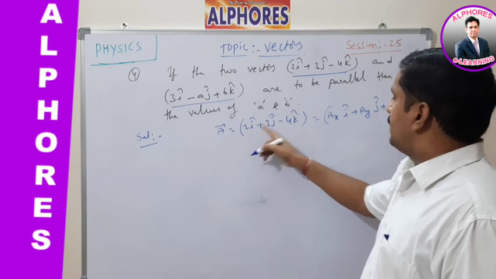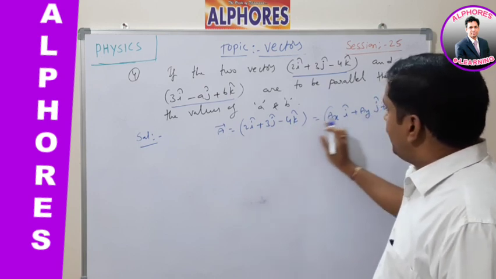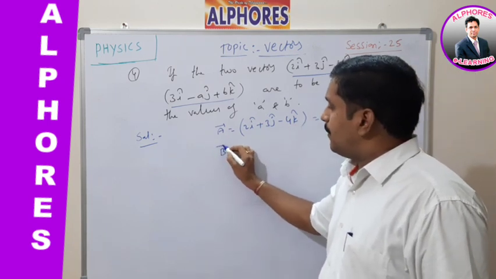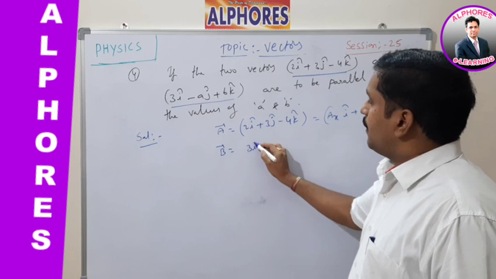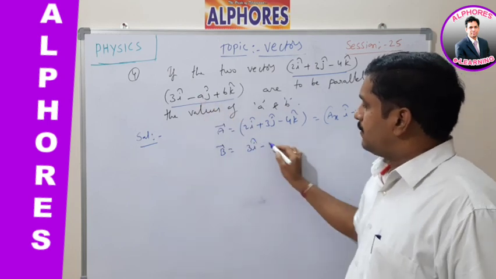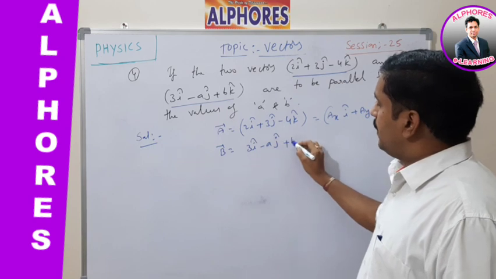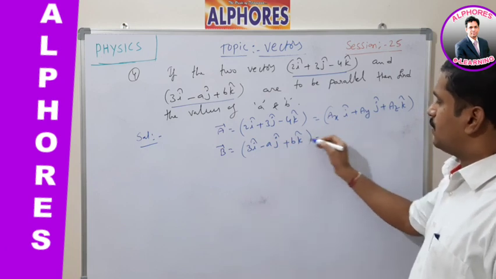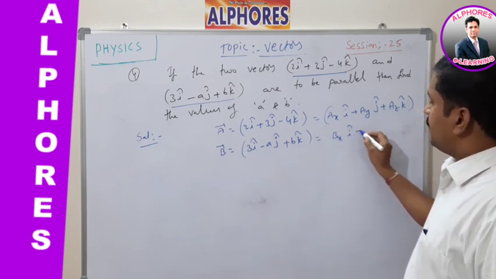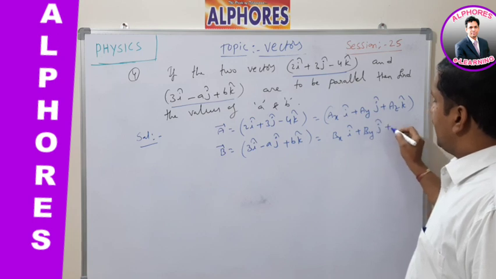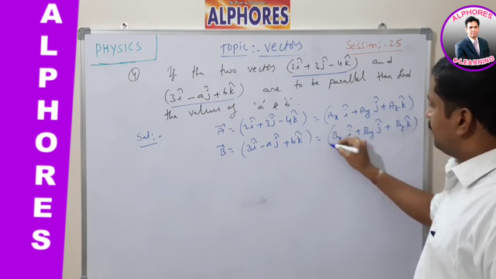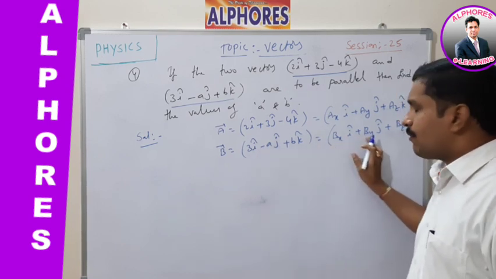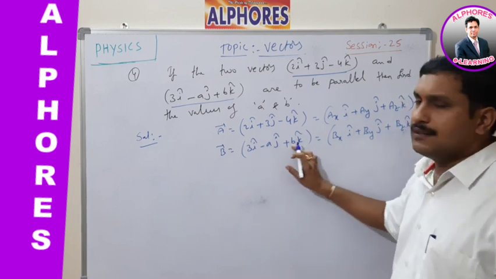Okay, now by comparing this, what is the value of Ax? 2. And what is the value of Ay? 3. And what is the value of Az here? Minus 4. Okay, now in the same way, B bar is equal to 3i cap minus A into j cap plus B into k cap. According to the concept of resolution of vectors, this can be written as Bx i cap plus By into j cap plus Bz into k cap. Are you clear? Now by comparing these two vectors, the value of Bx is 3, By is minus A, and Bz is B.